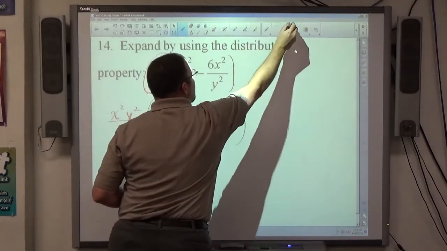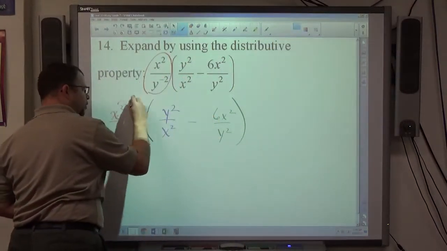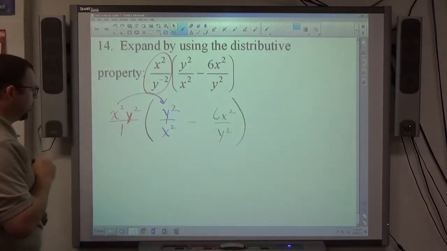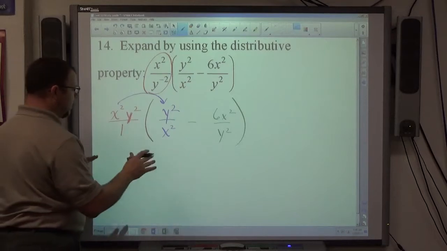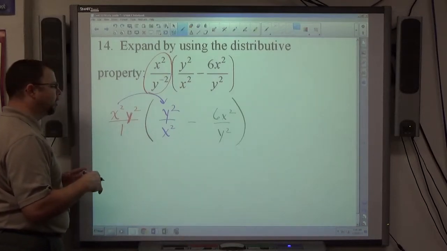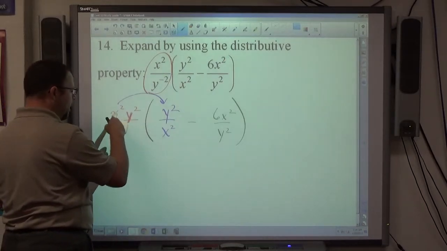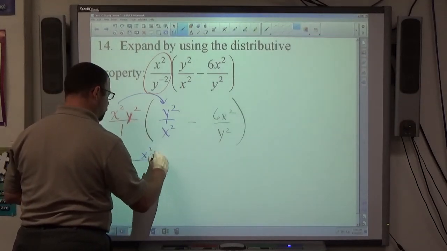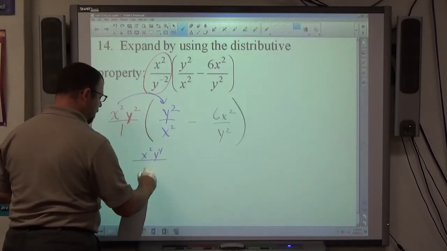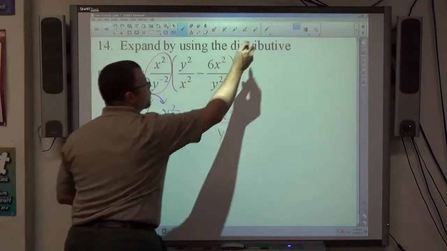Alright, so if I distribute, this red thing's going to multiply by this blue thing. When you distribute, when you multiply, just do top times top, bottom times bottom. Don't overthink it. Don't try and make it more complicated than it is. Don't try to cancel things as you're multiplying. Just multiply it. So x squared times y squared on top makes x squared y to the fourth. 1 times x squared on the bottom makes x squared on the bottom.